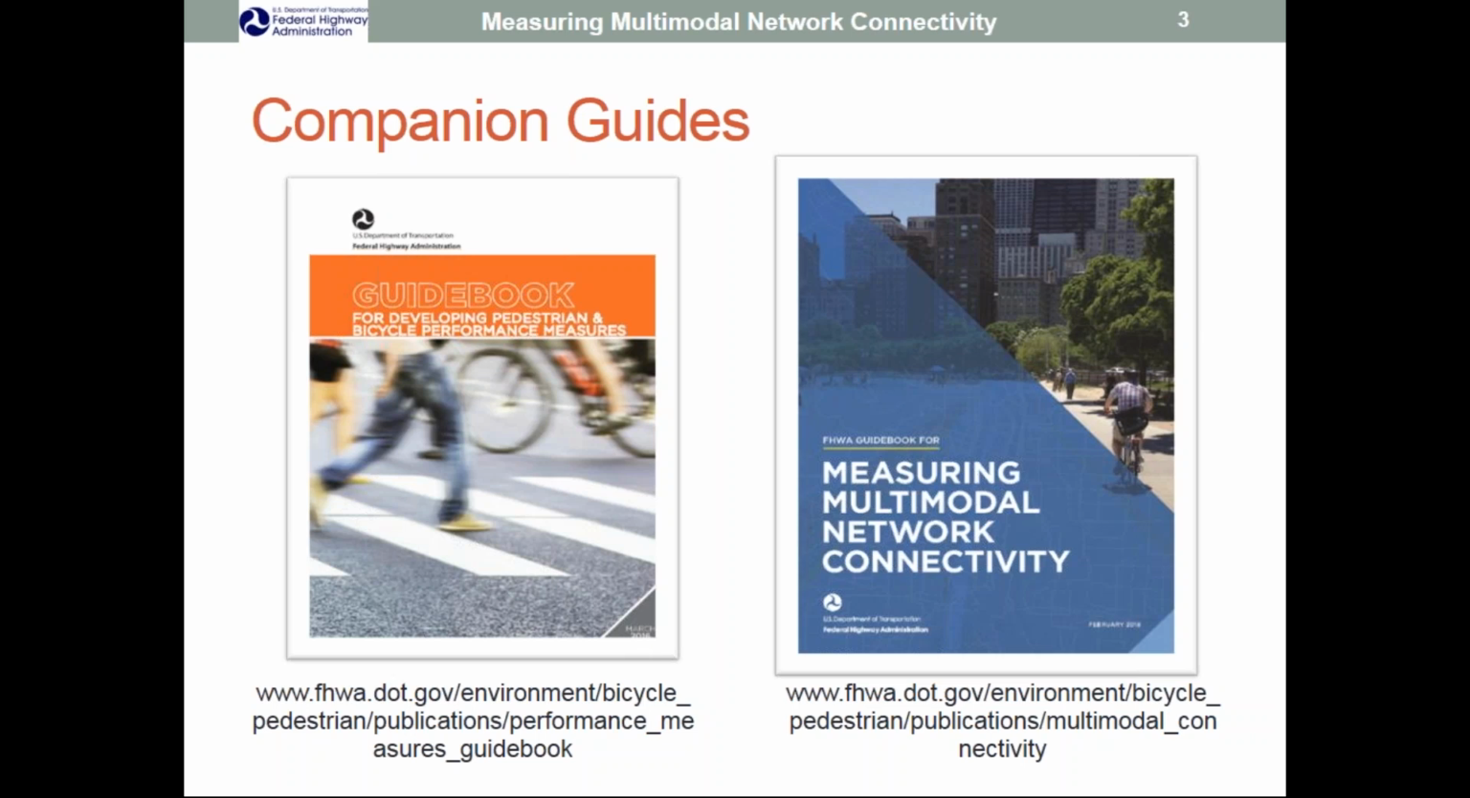This particular guidebook, Measuring Multimodal Network Connectivity, is really something of a companion book to one that came out about a year before, the Guidebook for Developing Pedestrian and Bicycle Performance Measures. So I would encourage you, as you peruse this resource we're going to talk about today, to also take the time, if you haven't already, to download this other companion guidebook that came out earlier, because it provides a lot of detail and backstory on a number of the measures that we discuss in this guidebook.